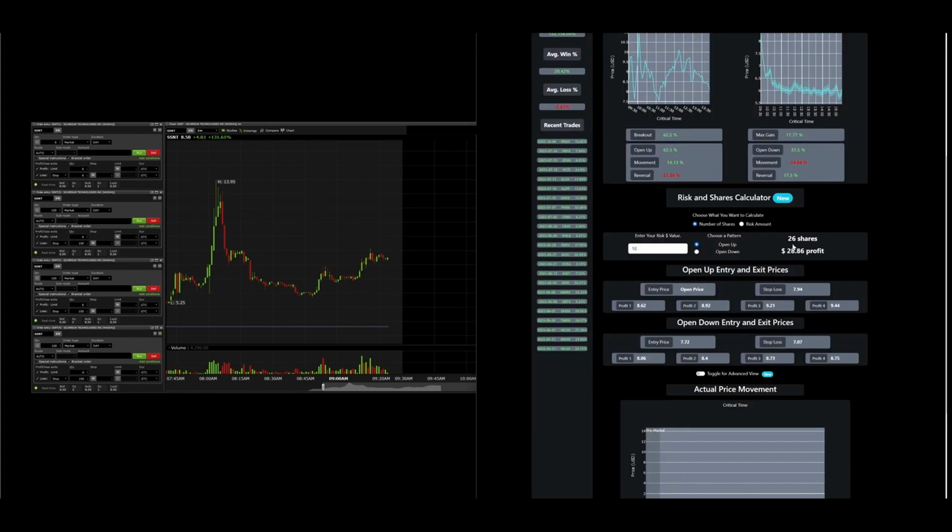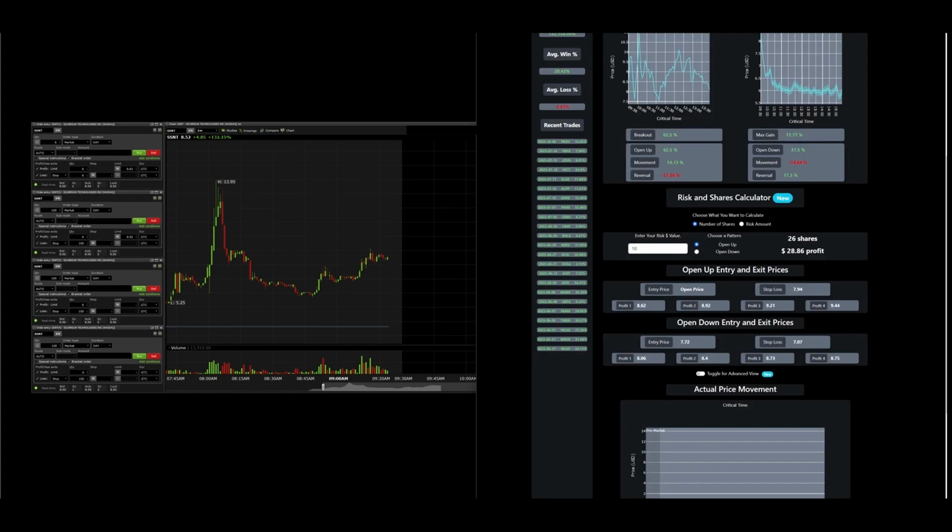Because I'm doing 4 different bracket orders, I would enter it into the 4 separate bracket orders. 26 isn't evenly divisible by 4, so I just changed it to 6. But that's if you're risking $10 on the open up movement.